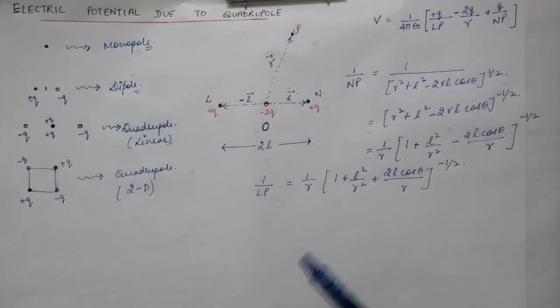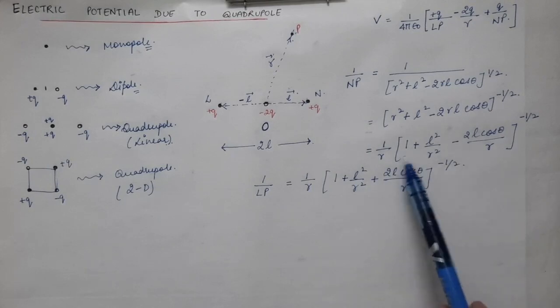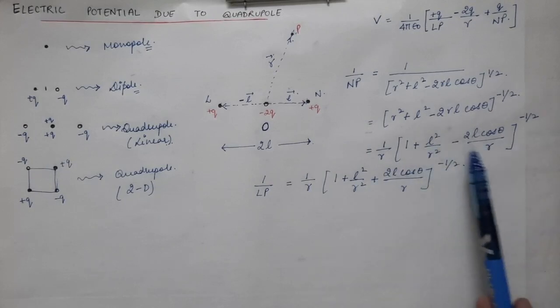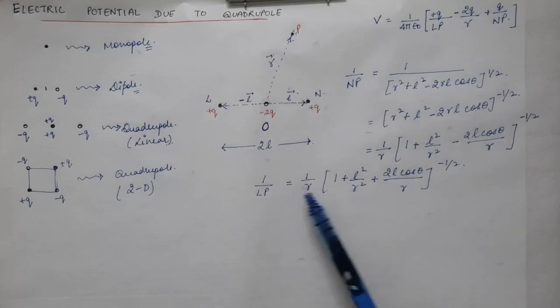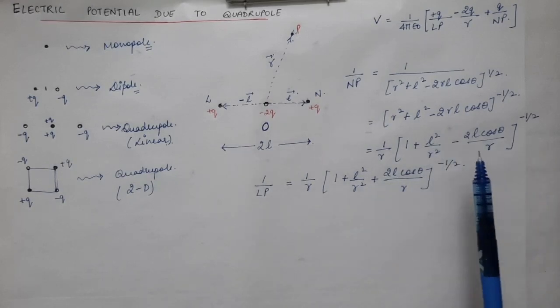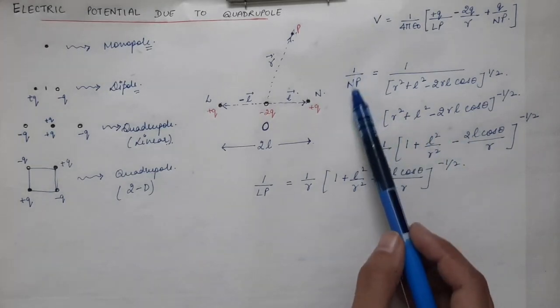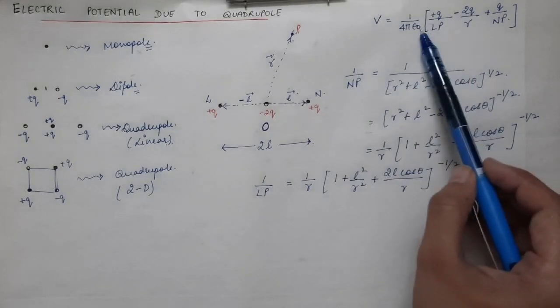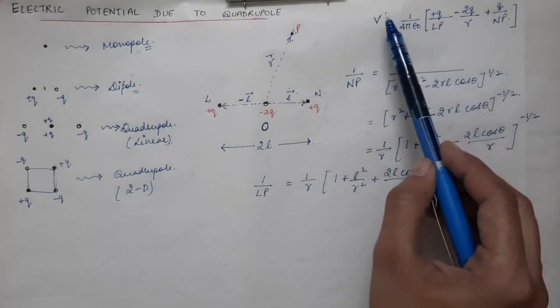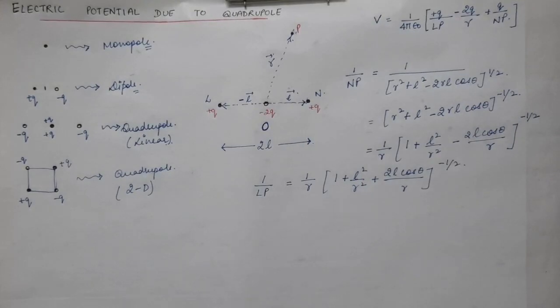So in the next lecture we will use the approximation, and then we will use the binomial expansion, and we will simplify this expression. We will neglect the higher order terms using the binomial expansion, and then we will insert the final form of 1 by NP and 1 by LP in this formula, and we will get the result of the electric potential due to a linear quadrupole. So that we will continue in the next lecture.